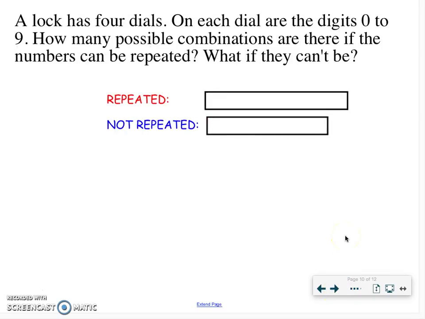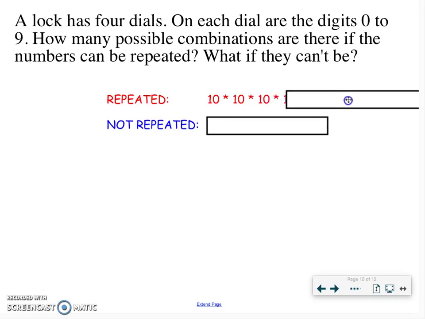A lock has 4 dials. On each dial, the digits are 0 to 9. How many possible combinations are there if the numbers can be repeated? So what if they can't be? If they can be repeated, we have 10 options for each spot. So we're simply going to take 10 times 10 times 10 times 10, which will give you 10,000.